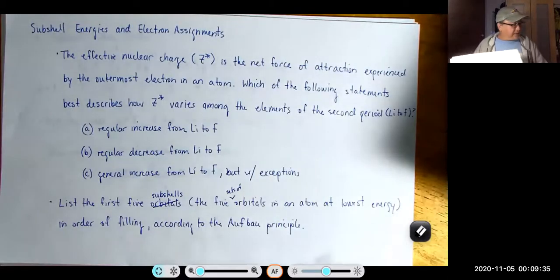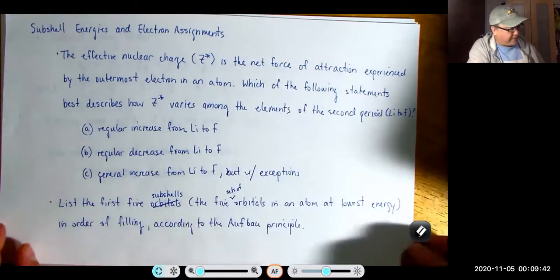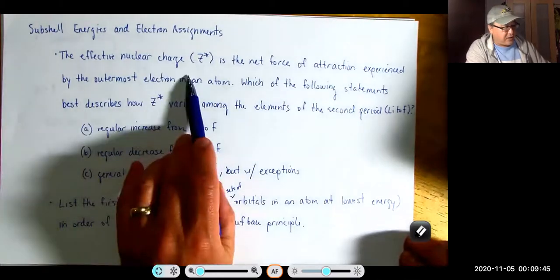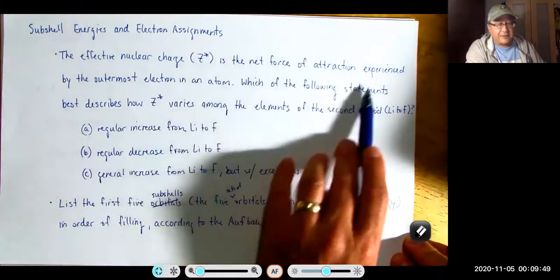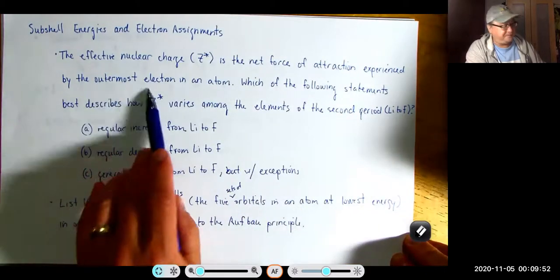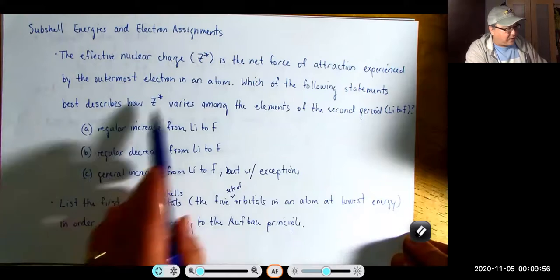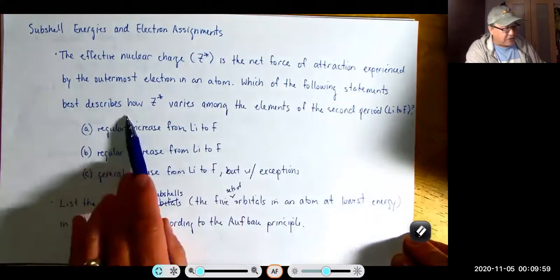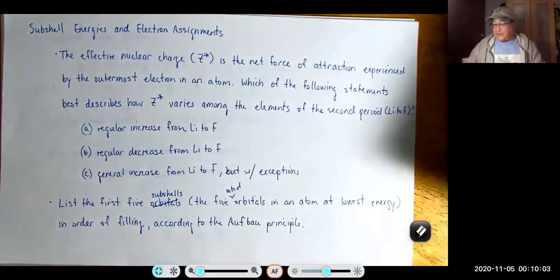Okay, so let's look at subshell energies and electron assignments. We're still staying on this topic of effective nuclear charge. A lot of people just call this Z star. It's the net force of attraction experienced by the outermost electron in an atom. And here, this is an actual problem that we're trying to do. Which of the following statements best describes how Z star varies among the elements in the second period, lithium to fluorine? Well, we can answer this just by looking at that chart again.